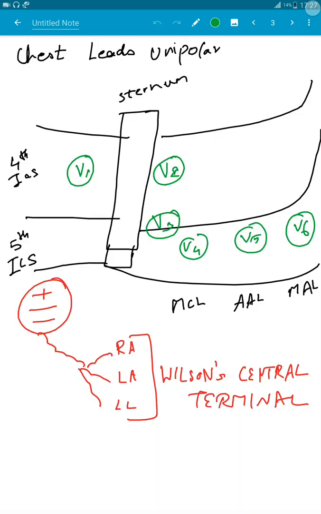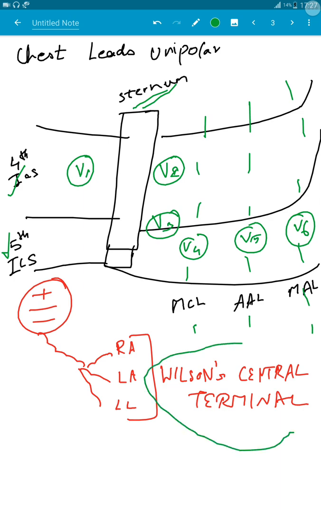Next come the chest leads, unipolar leads. Consider this as a sternum. This is the 4th intercostal space, 5th intercostal space, and there are 6 leads. V1 will be placed in the right 4th intercostal space, and V2 in the left 4th intercostal space, and V4 in the left 5th intercostal space, and V3 is between V2 and V4. V4 will be in the mid clavicular line, V5 will be in the anterior axillary line, and V6 will be in the mid axillary line, and these leads will be connected to the corresponding right upper limb, left upper limb and left lower limb.